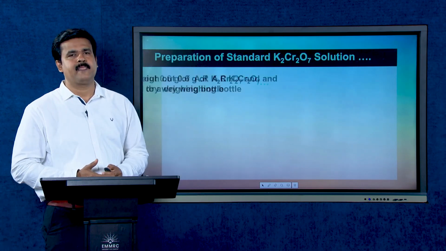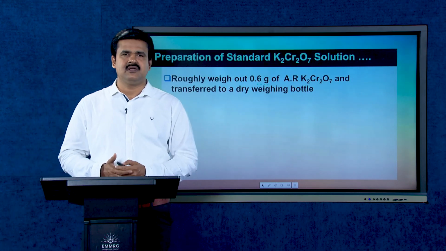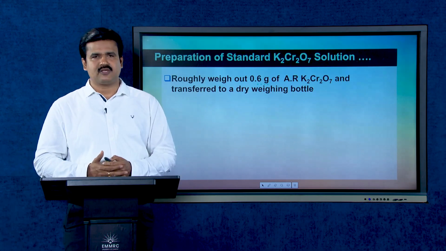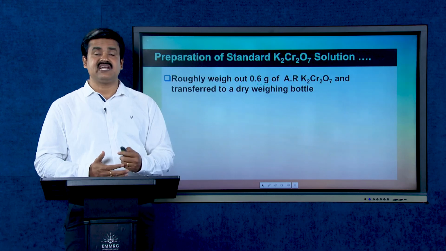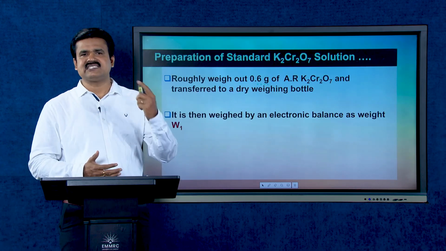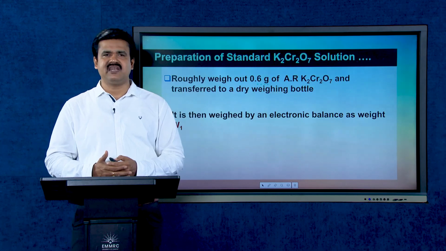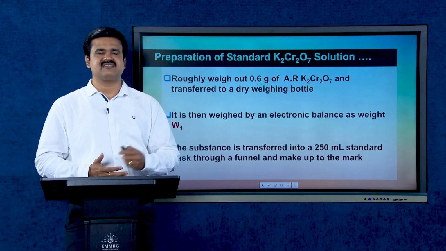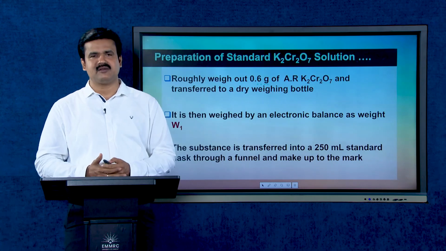Now, roughly weigh out 0.6 gram of AR potassium dichromate and transfer it to a dry weighing bottle. As in the previous case, it is weighed by an electronic balance and the weight is recorded as W1. W1 is the weight of potassium dichromate plus the weighing bottle.